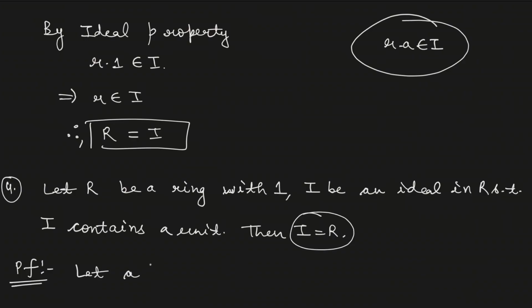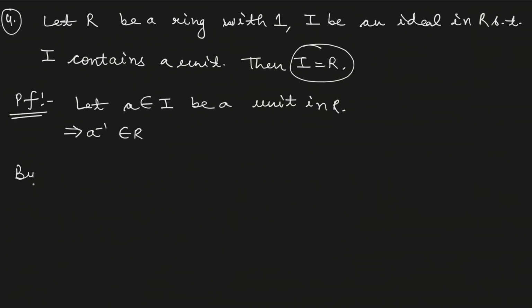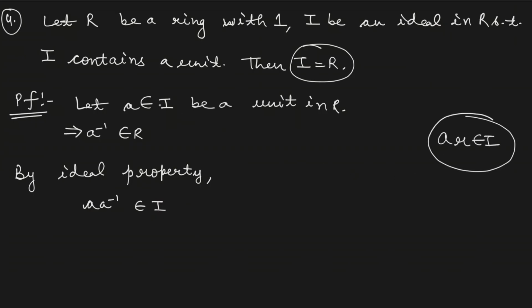So let a belong to I be a unit in R. This means that a inverse belongs to R. By the ideal property, a into a inverse belongs to I. That is, ar belongs to I, where a is this a only and r is a inverse. So 1 belongs to I. Therefore I is equal to R by the third property.